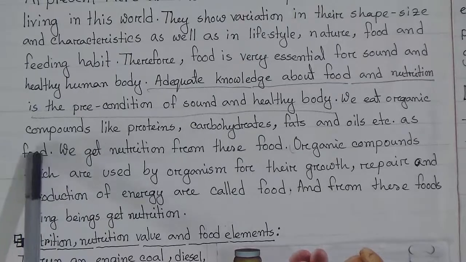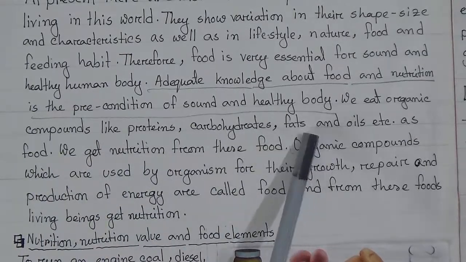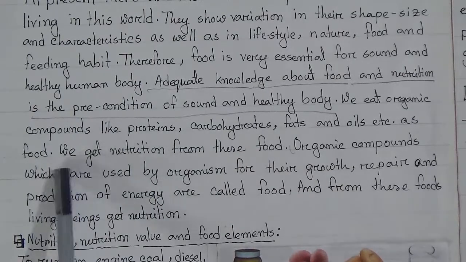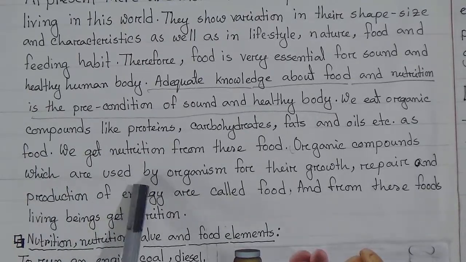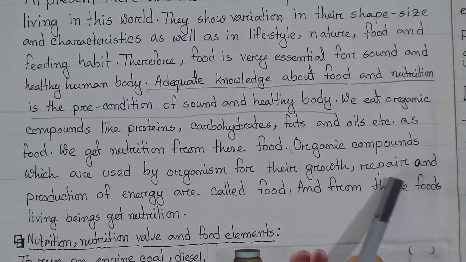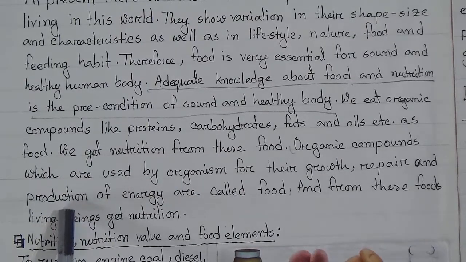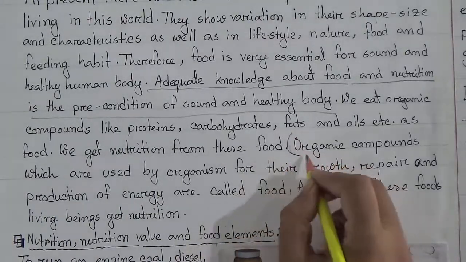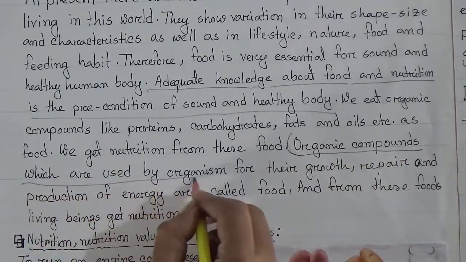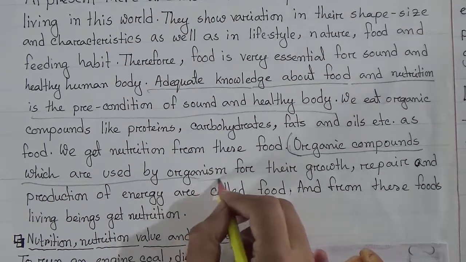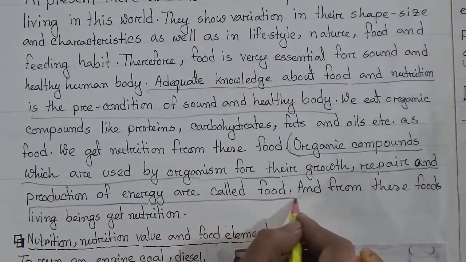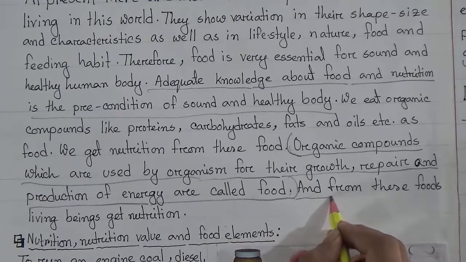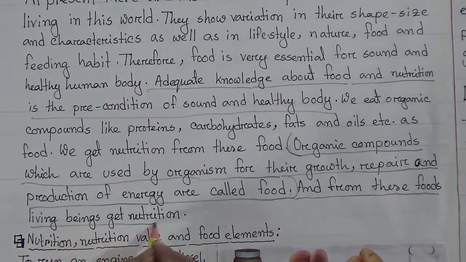We eat organic compounds like proteins, carbohydrates, fats and oils, etc. as food. We get nutrition from this food. Organic compounds which are used by organisms for their growth, repair and production of energy are called food. Dear students, underline this line. This is the definition of food. Organic compounds which are used by organisms for their growth, repair and production of energy are called food. And mark this line also: from this food, living beings get nutrition.